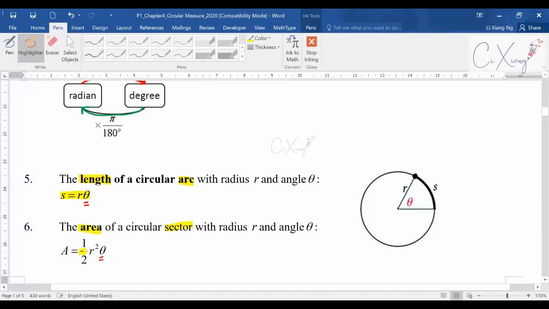Then again, in the formula half R square theta, the theta here should be in the unit of radian. Okay, so the area basically means this one. This is the area of a sector. So half R square theta.